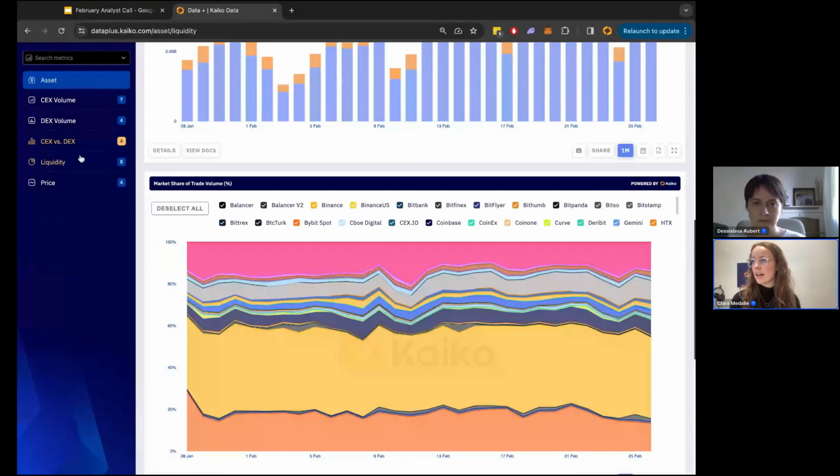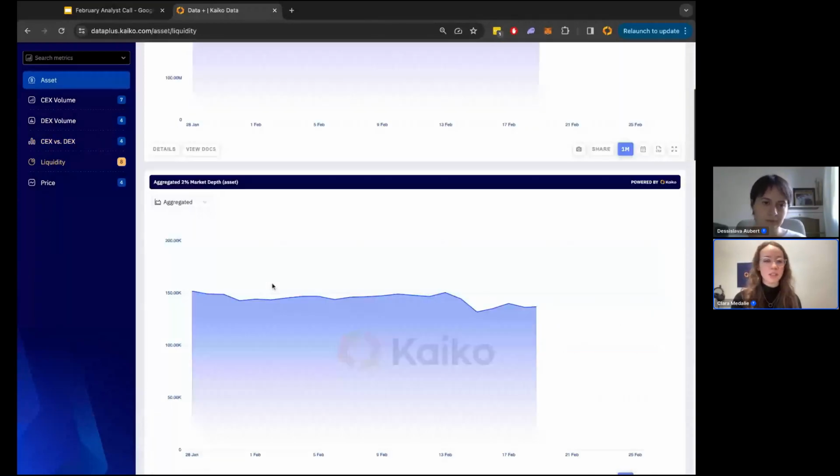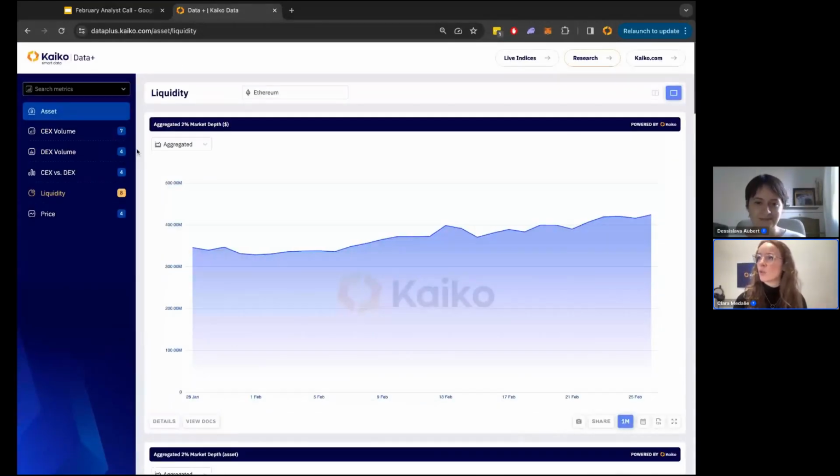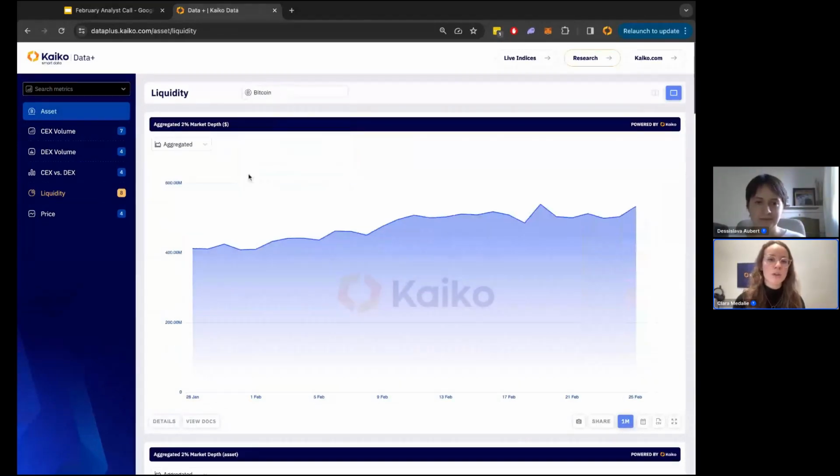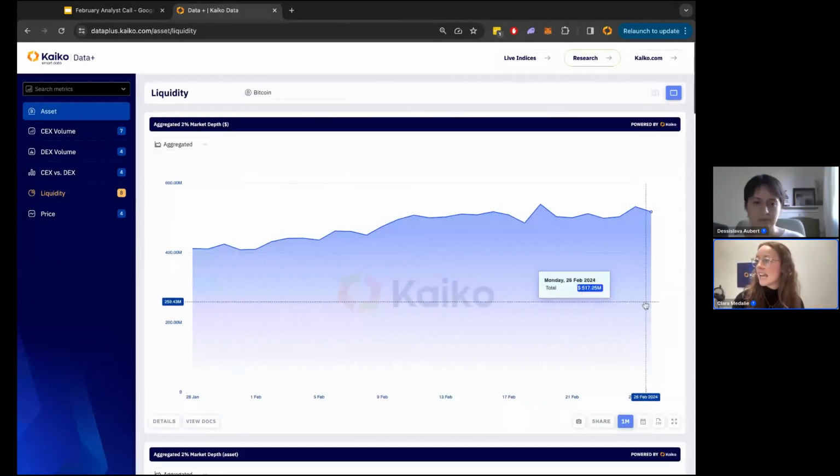So now to my favorite data type, which is the market depth liquidity data. I'm going to switch back to Bitcoin here just so we can see. So the measure that we chose here is 2% market depth. Essentially what this does is it takes the sum of bids and asks within 2% of the price on all Bitcoin order books, and it aggregates this. So today or yesterday, there was the equivalent of $517 million worth of bids and asks on all Bitcoin order books that we're covering. That's a huge amount. That's almost $500 million worth of liquidity.